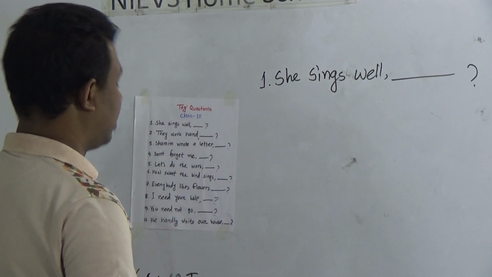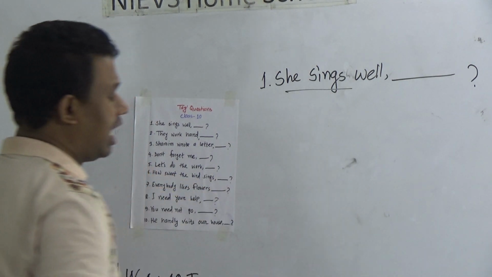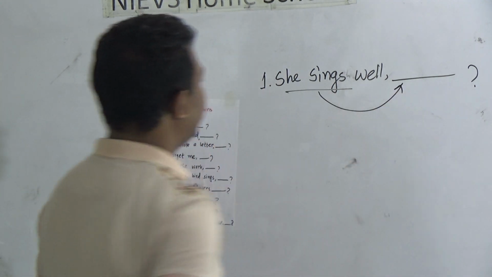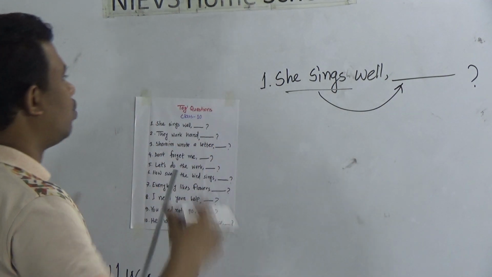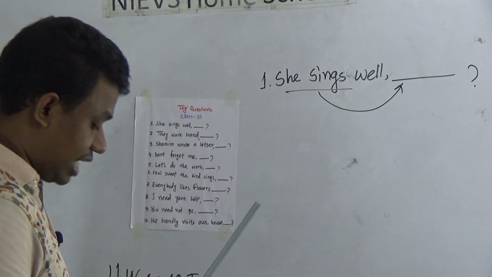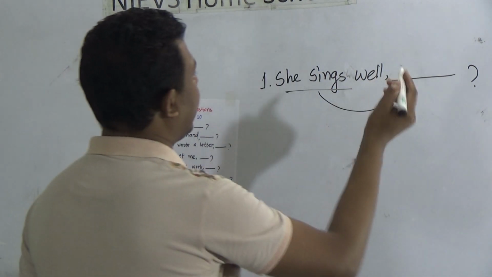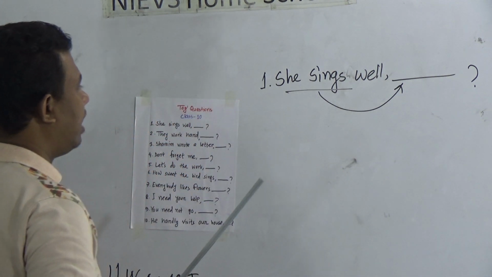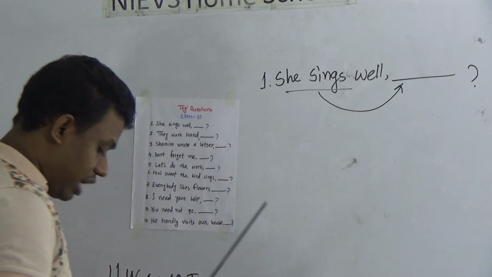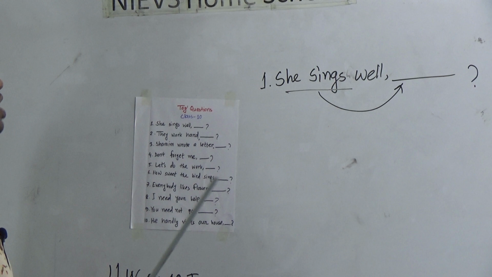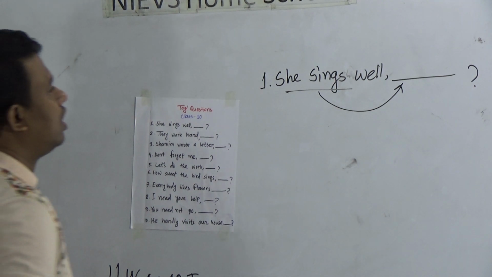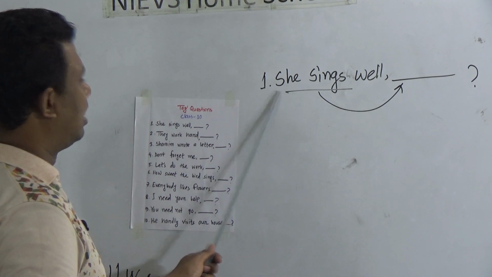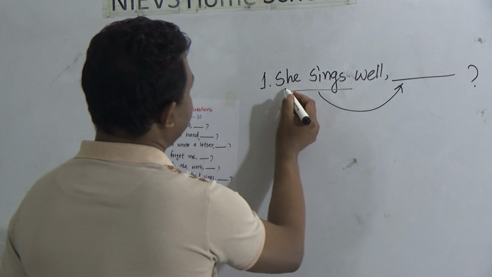For doing tag questions, first of all, we need to identify the auxiliary verb. Then we have to put the auxiliary verb here. Whether the sentence is affirmative, then we need to add an extra not or negative word with that auxiliary verb, and whether the sentence is negative, then we don't need to add any not or negative word with the tag. Okay, and after that we have to use the pronoun of the subject. Then let's do it. She sings well.